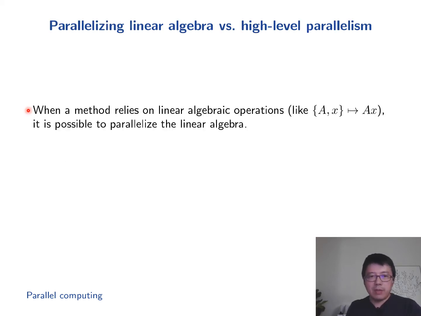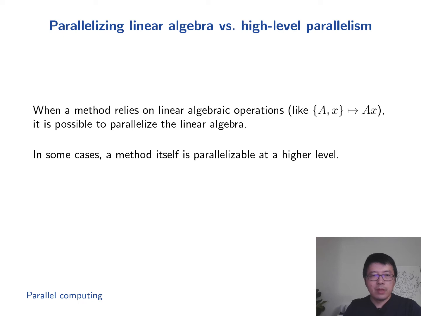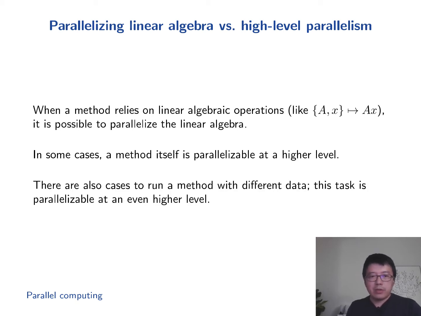It's good to know that a method may be parallelized in different ways. Say a method relies on linear algebra operations such as A times x. Because A times x can be parallelized, whenever it needs A times x, we parallelize this step. This is called linear algebra level parallelization. In some cases, a method itself is also parallelizable, as we will see in the second half of this lecture. It's also good to mention that sometimes a method needs to be run over different data. Therefore, the whole task is parallelizable at an even higher level, not involving parallelizing the method itself. Knowing the different levels can help because they can be parallelized at different efficiency.